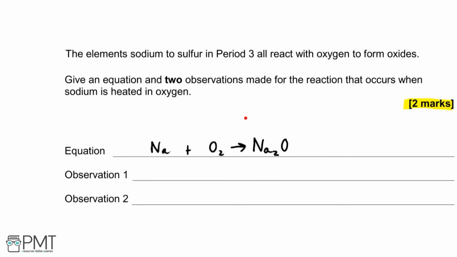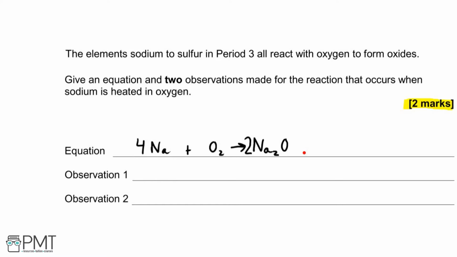Then we need to balance this. If we begin by looking at the oxygens, we can see we have 2 on this side, but only 1 on this side. So we're going to fix that by simply having a 2 in front of our sodium oxide. However, if we now look at our sodium, we can see we've got 1 on this side and 4 on this side. So we can fix that by putting a 4 in front of the sodium.